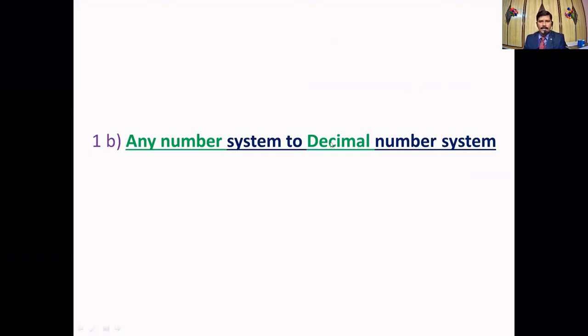Till now we have seen decimal to any number system, where we follow divisions and multiplications. But for any number system to decimal, what do we remember? Positive powers and negative powers. Let us see some problems on this, any number system to decimal.